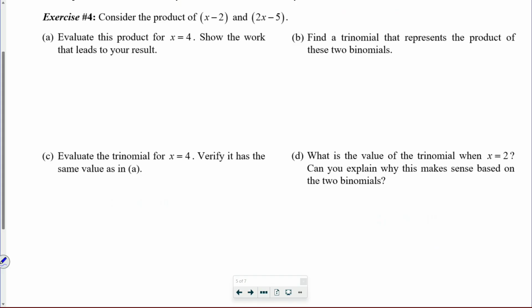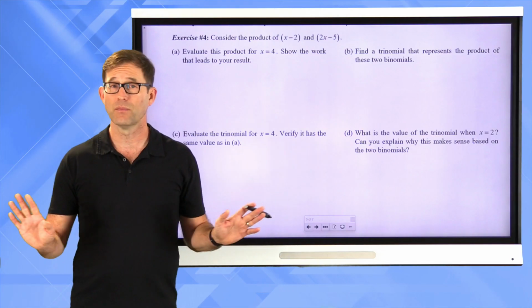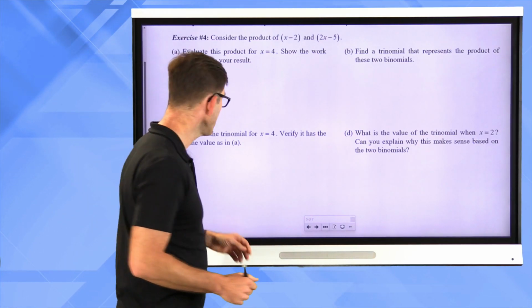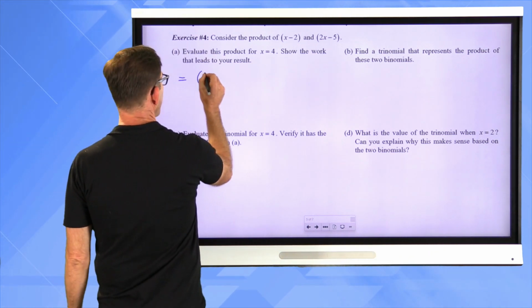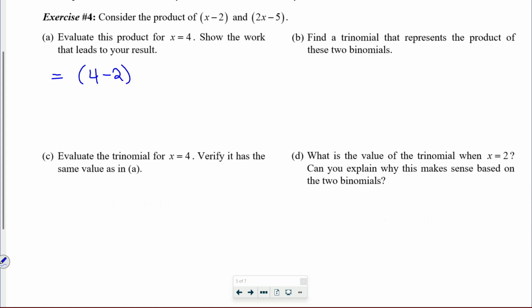Consider the product of x minus 2 and 2x minus 5. Evaluate this product for x equals 4. Show the work that leads to your answer. All right, so in this case, all I'm doing, and let's do this together, it's easy enough, just purely numerical work. I'm just putting in 4 wherever there's an x, which is a little bit more complicated in the second portion, and I just want to see what that product's equal to.